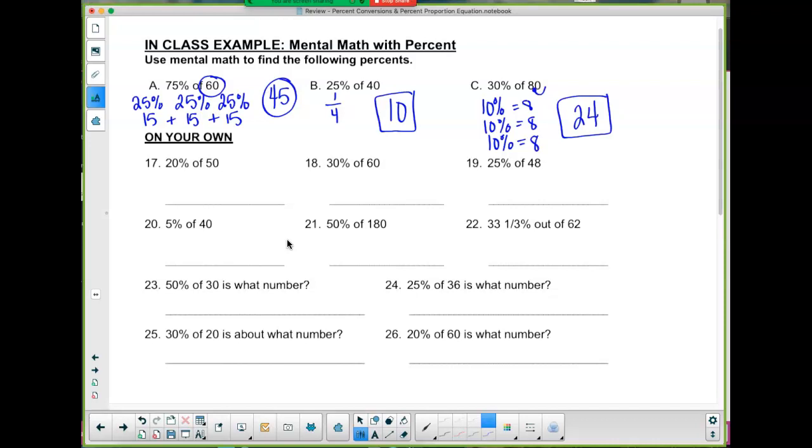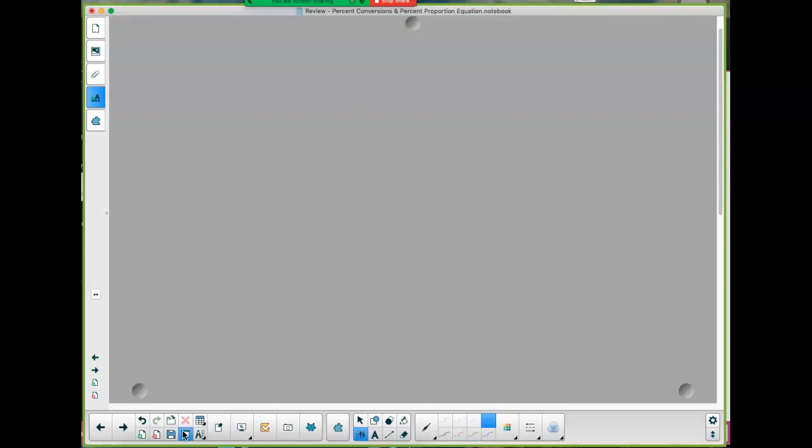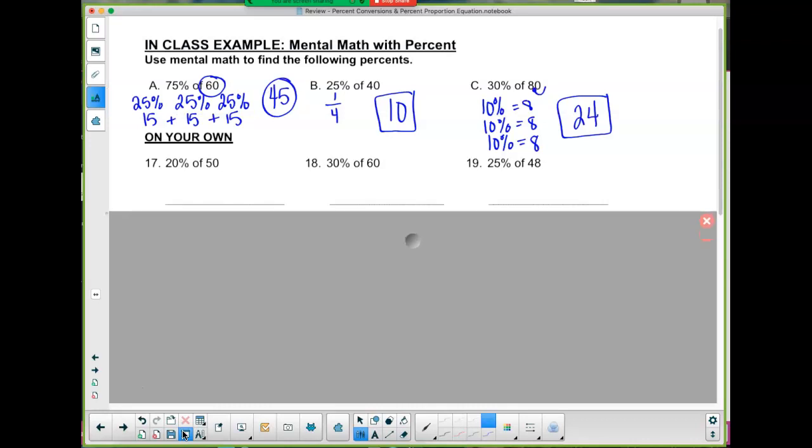Okay, we might not do all of these, but I want you to just start by doing those first 3. See if you can figure those out. 17, 18, and 19. 10% is 5, 20%, I need 2 of those, so that'd be 10. Okay, number 18, you should have had 18. 10% of 60 is 6. I need that 3 times. 6, 6, and 6 is 18. And then number 19, 25% is just 1/4 of 48. 48 divided by 4 is 12.